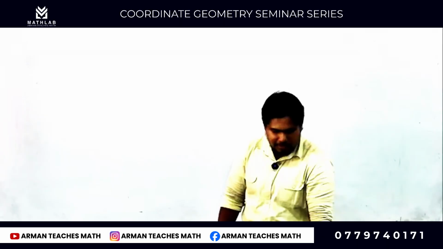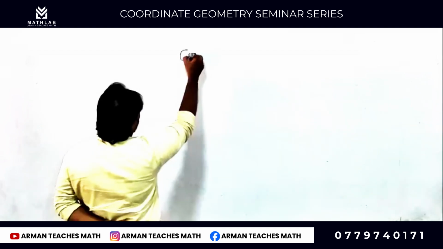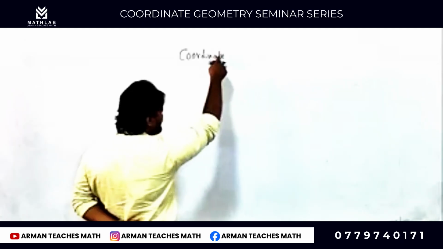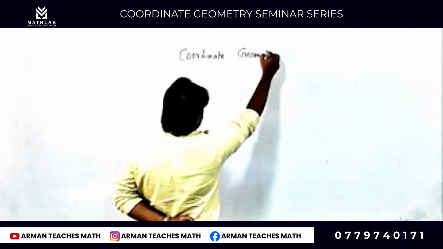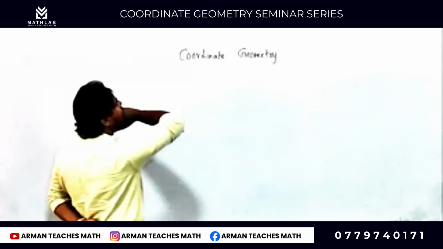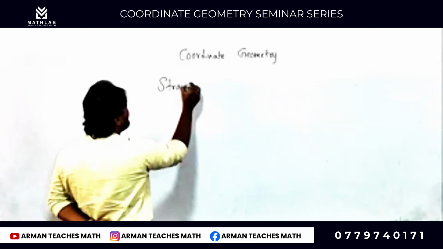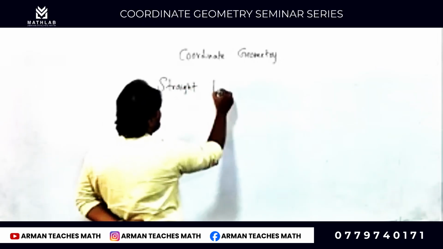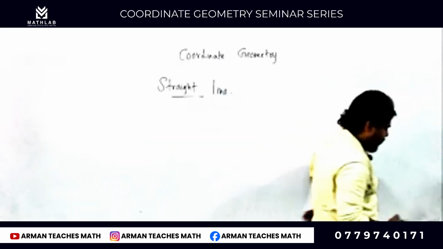Write the name coordinate geometry. I asked you to bring a 120 pages book. Write the subtopic. It's actually not a subtopic, it's one of the main topics: straight line. Straight line. Use 4 colors.